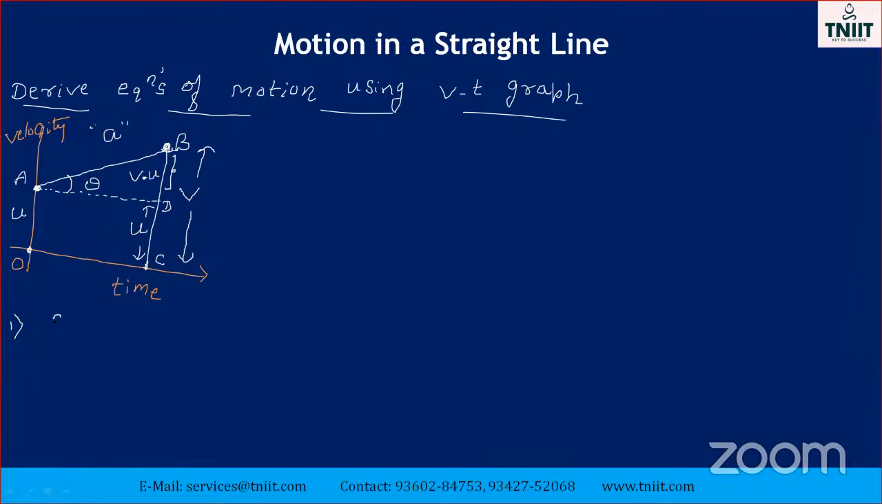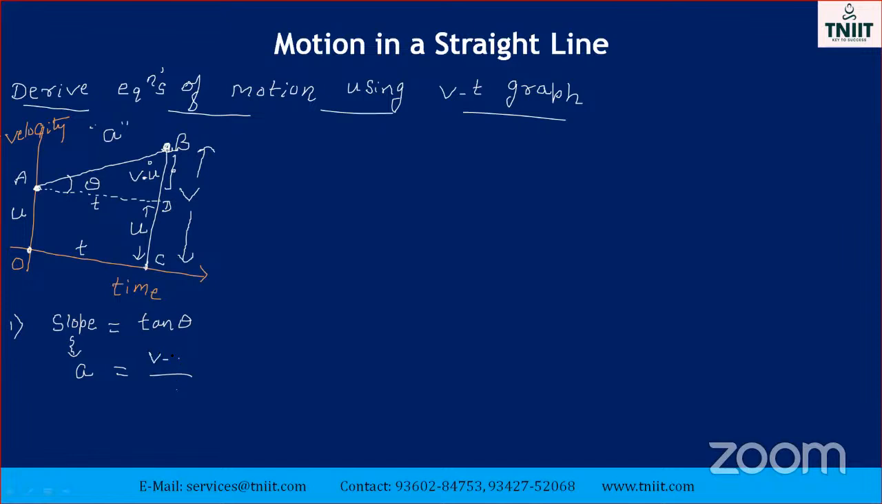Now, how to calculate the slope? Slope is nothing but tan theta. You know that in the VT graph, the slope represents what? Acceleration. What is tan theta? Tan theta is opposite by adjacent. Adjacent we have taken with the time, isn't it? So what is slope? It is opposite by adjacent.